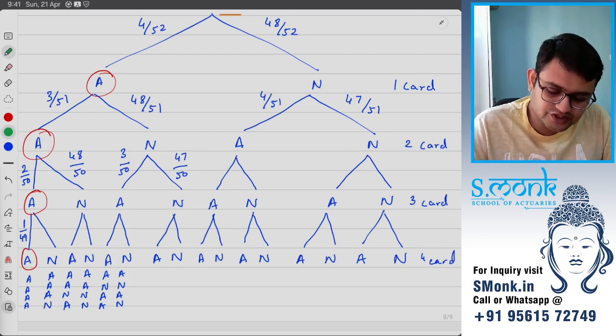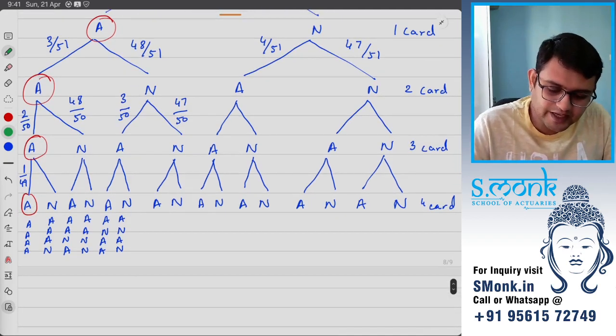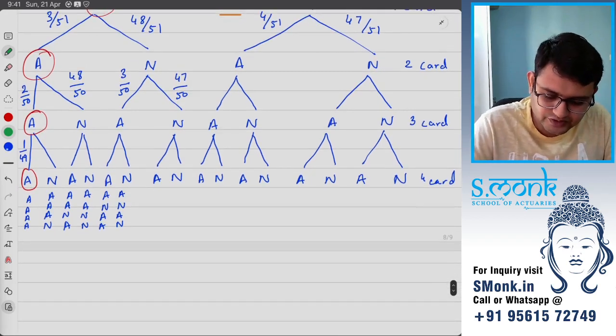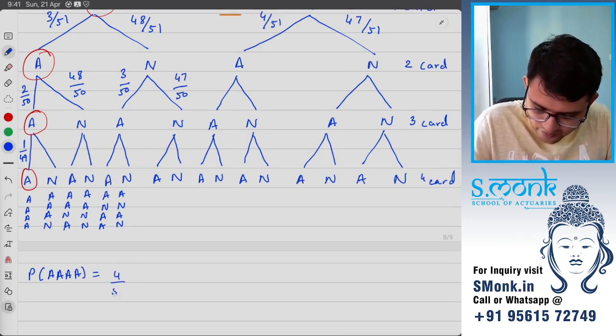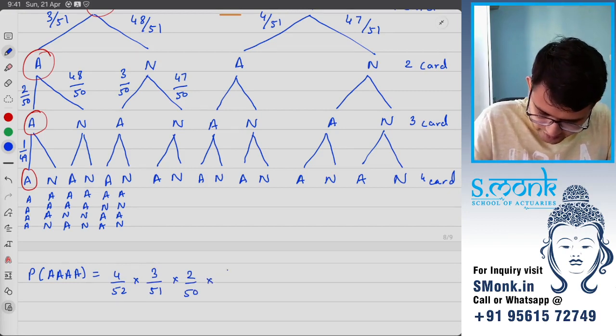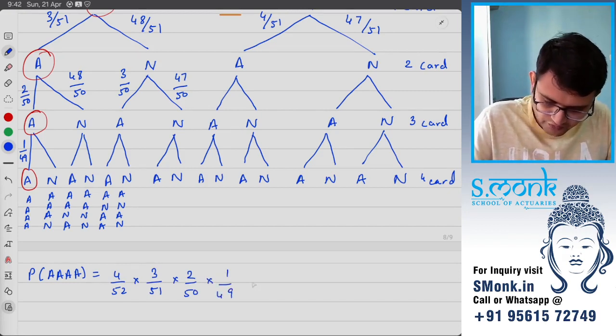And I will just multiply the probabilities. So I'll say probability of getting all 4 aces would be, just multiply. So I will have 4 by 52 into 3 by 51, 2 by 50 into 1 by 49.